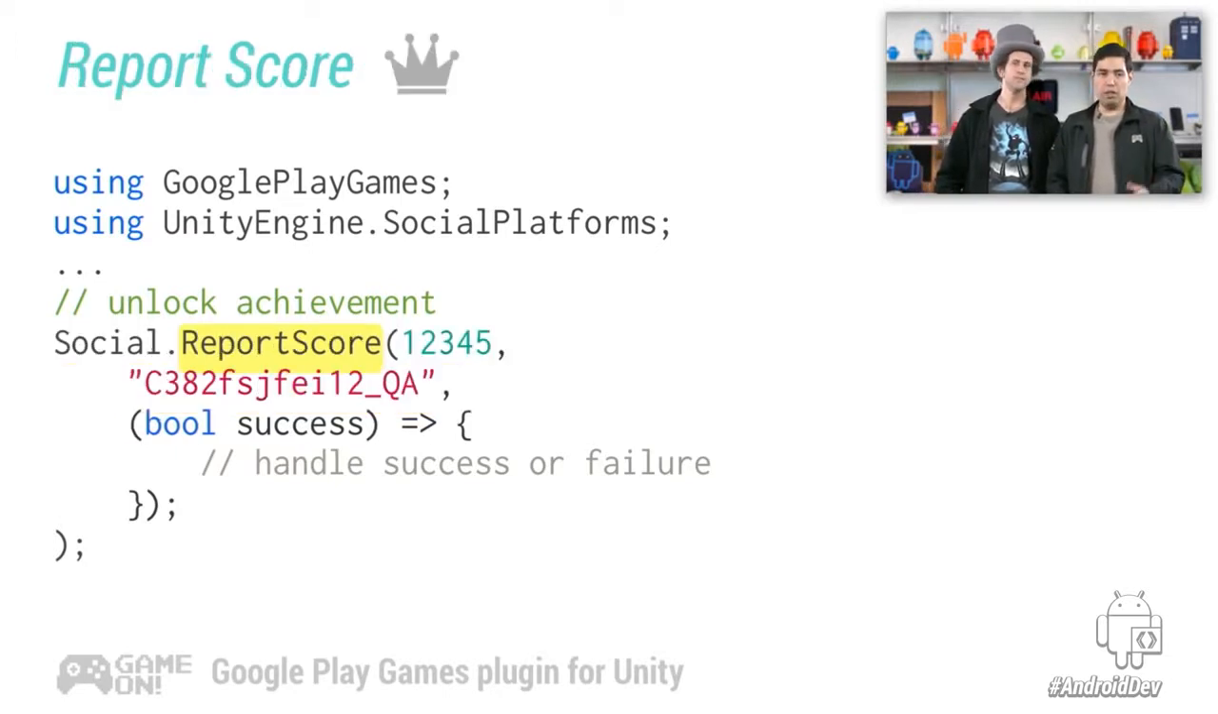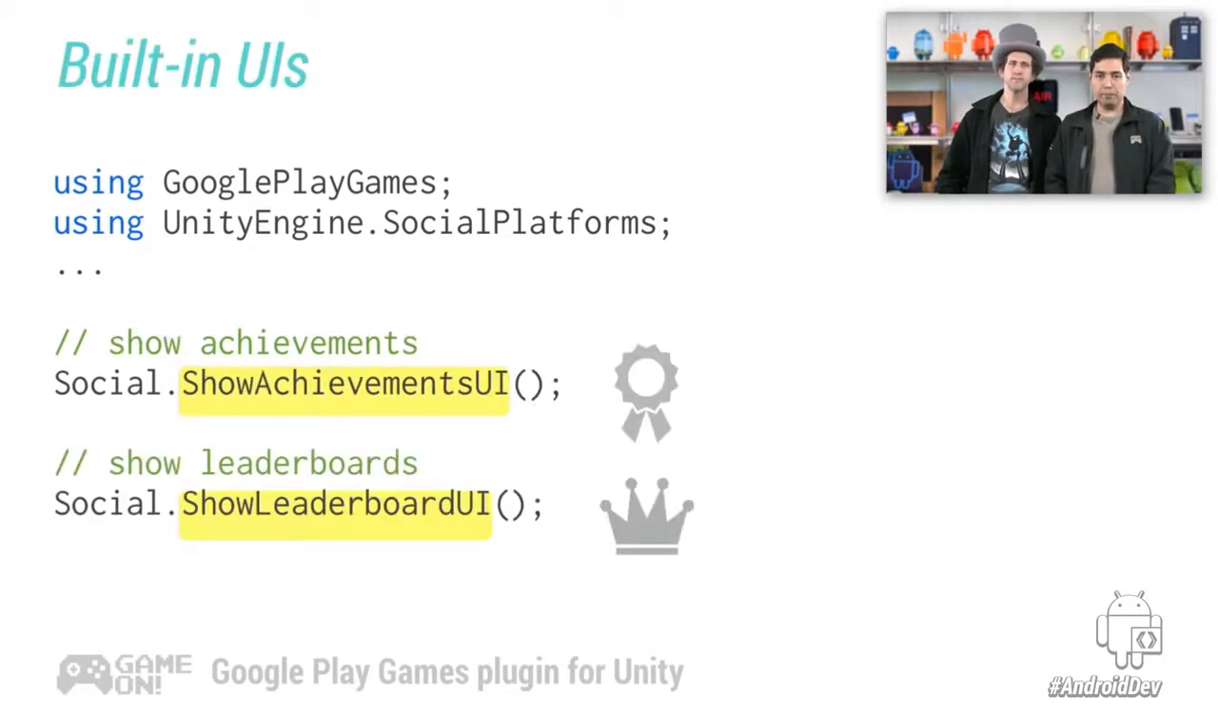Reporting score is equally easy. You just call report score, conveniently enough, and you pass in the ID of the leaderboard that you want to report it to and the score that you want to report. Again, success or failure is in the callback.